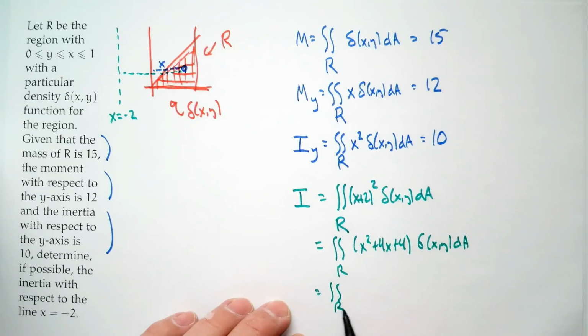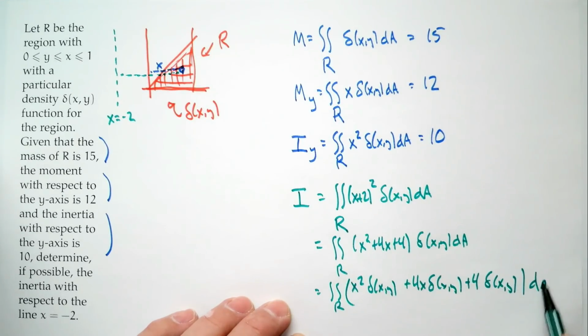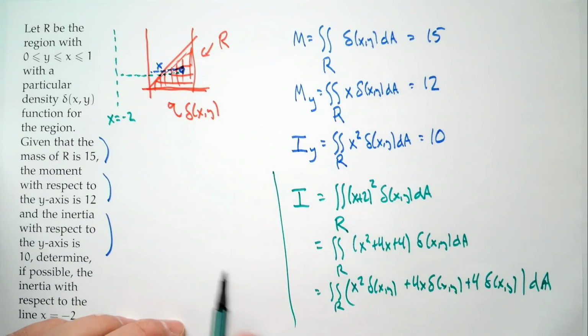And we can do more algebra. That's really x squared times our density plus 4x times our density plus 4 times our density. All right. And now we say, ha. Integration acts like addition. In other words, it can break up in a nice way with respect to sums. So what we really have is that our answer consists of 3 parts.